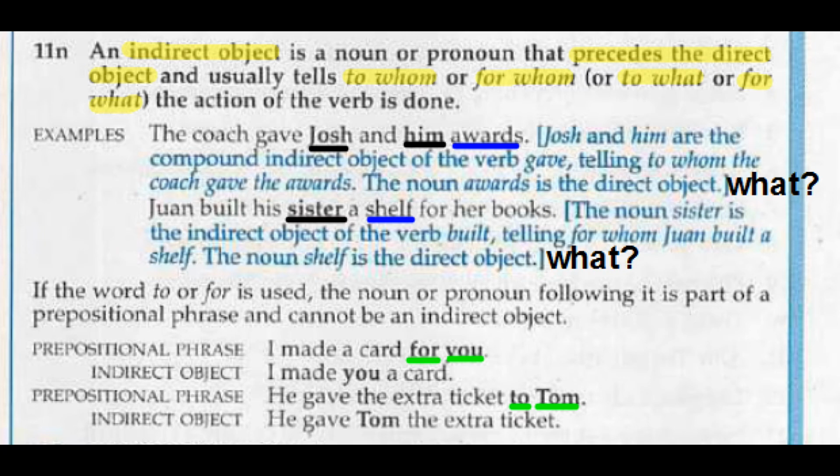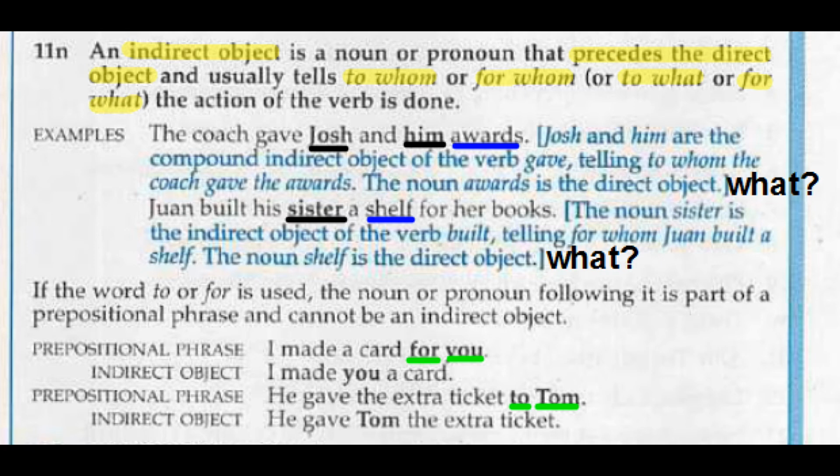The coach gave Josh and him awards. The coach gave what? Awards. So that's the direct object. Underline that in blue, please. And then we ask the question, to whom did he give the awards? This is a compound indirect object. The first indirect object is Josh and the second one is him. So we have two indirect objects that come before the direct object awards.